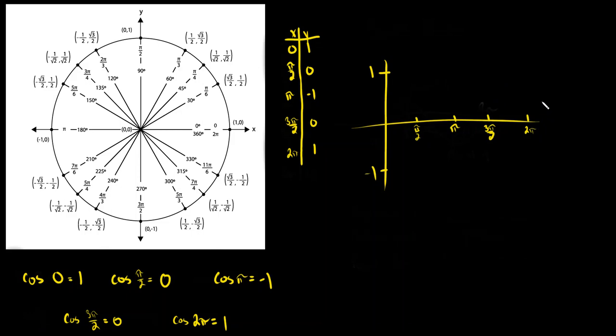Now, remember when we were graphing sine, it started at its midline. However, cosine actually starts at its maximum. It's up at 1. Then it goes down to 0. Then it goes down to negative 1. Then it goes up to 0. And then it ends its cycle at the maximum. So this is a little bit different than sine.